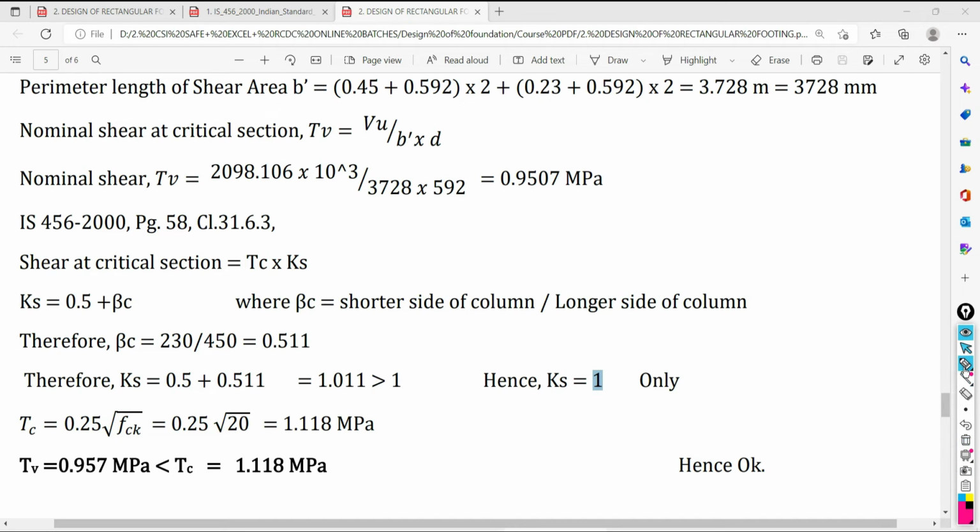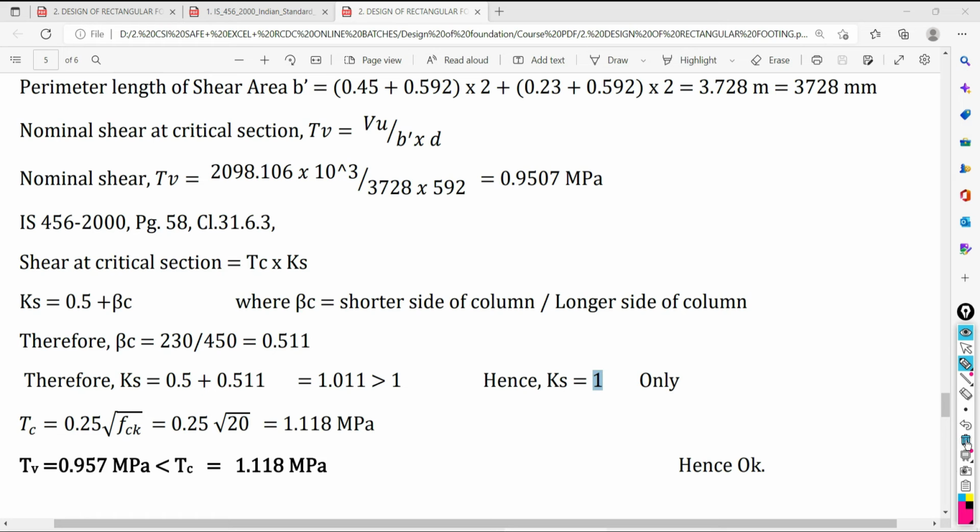So this is what we have checked: our provided depth against the one-way shear, and against the two-way shear. In both of these shear checks, your depth is okay. So we say that our design in every aspect is okay. Your length is okay, your depth is okay, your width is okay, your reinforcement is okay, everything is perfect.